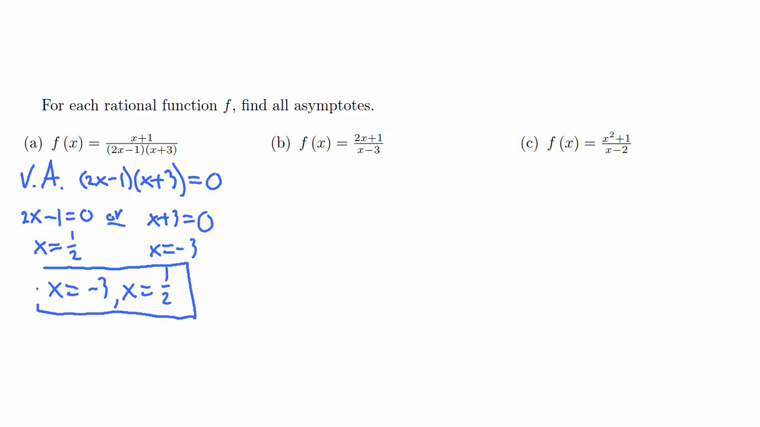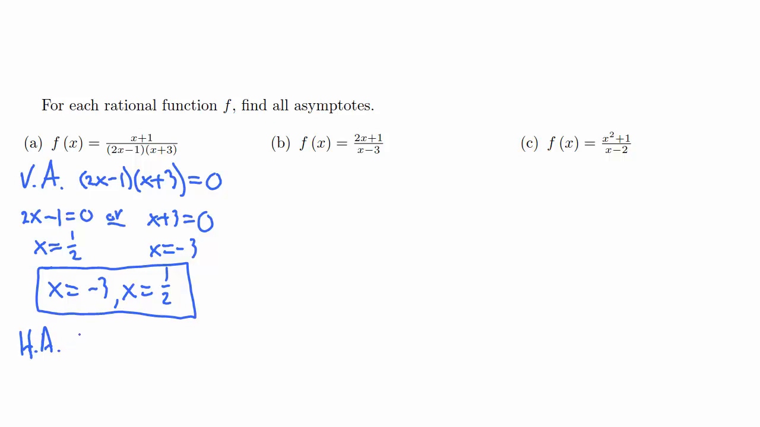These are your vertical asymptotes. And yes, you do have to put x equals for each of these. Now notice that I'm not putting curly brackets around these because these aren't really solutions to equations. These are the actual equations of the vertical asymptotes. Okay. Now, the next thing we need to find is the horizontal asymptote.